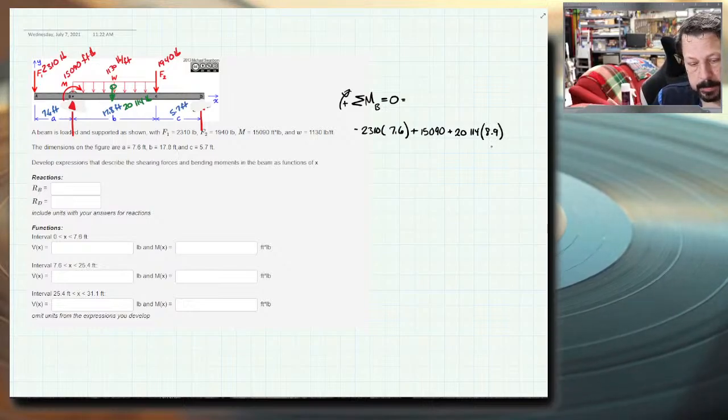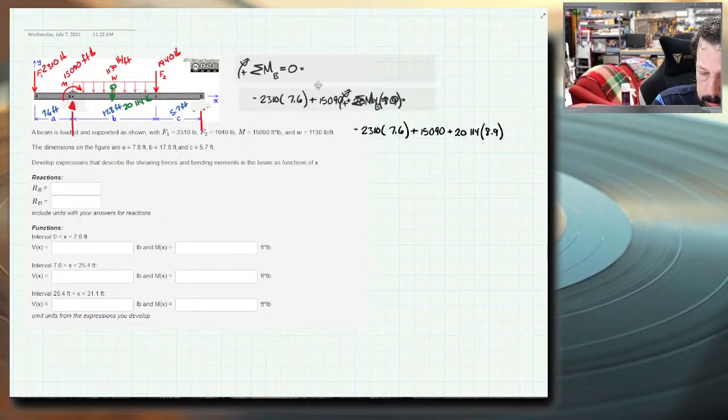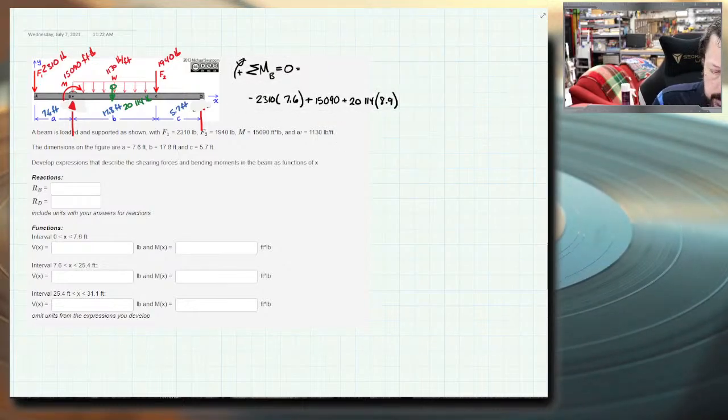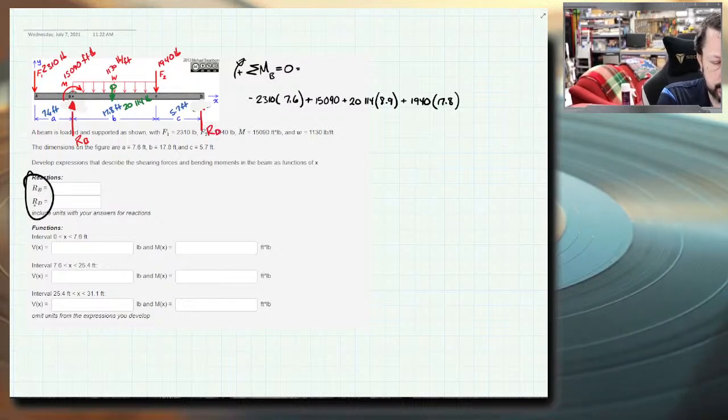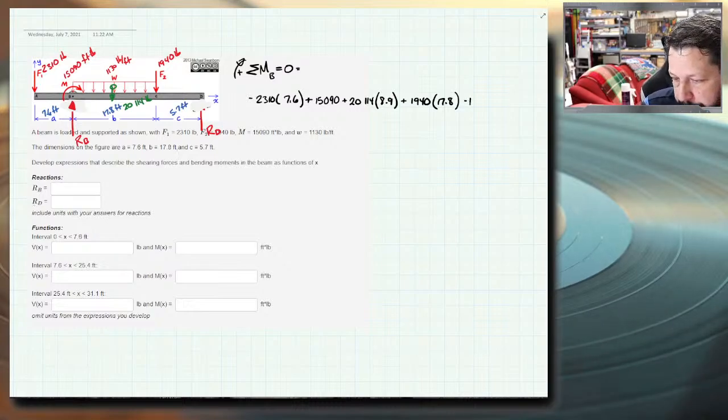F2 is an additional point load that we need to take into account. Looks like I'm going to have to move this equation to get some room. Let's put it up here. So F2 is positive clockwise moment times B, 17.8 feet, minus this last one. I didn't label these. I've got this as RB and RD apparently, just looking at the problem statement down here. So minus RD times B plus C, so 17.8 plus 5.7, 23.5.